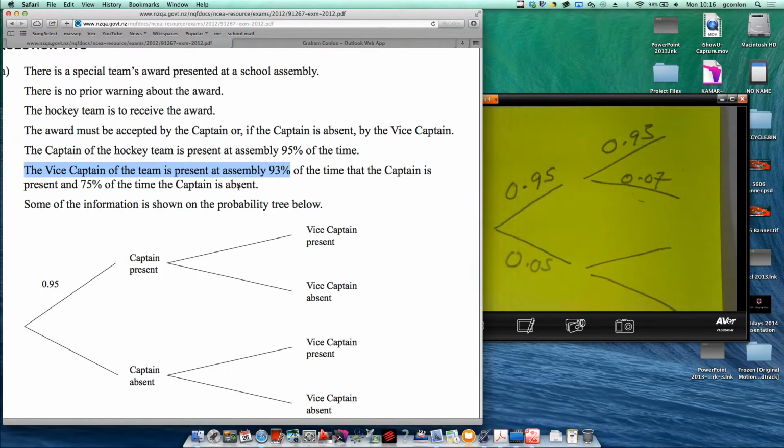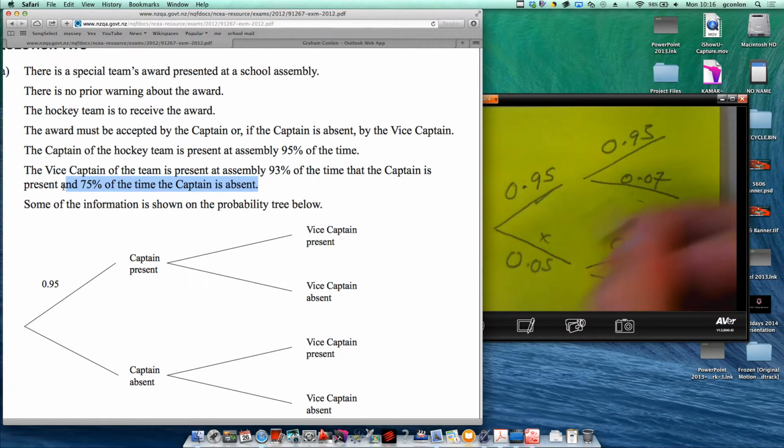But it says if the captain is absent, then the vice captain is only present 75% of the time, so that's 0.75 and that's 0.25. Now that was present, not present, present, not present, present, not present. So just get the idea of the fact that you've got to get this tree diagram filled in correctly. And if you get the hang of this, it's fine.